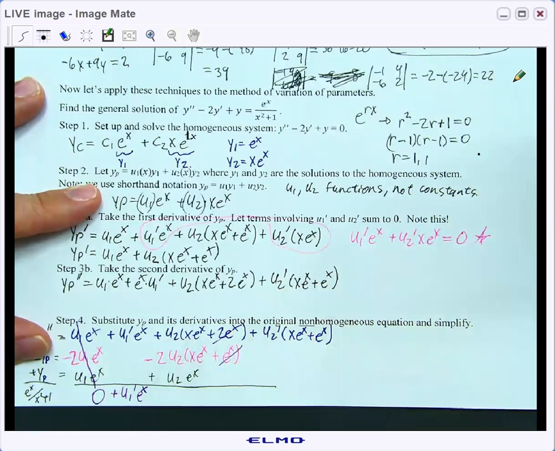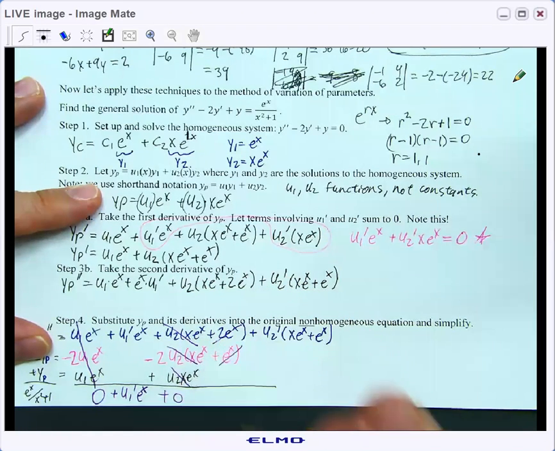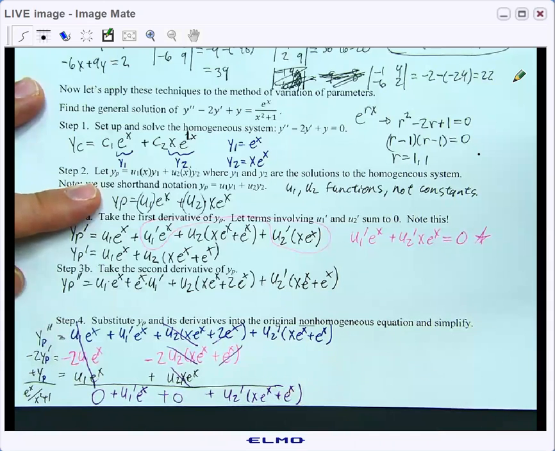Oh, and I accidentally forgot somebody. I need an x e to the x for my y sub p. And, oh, let's check this out. u2 x e to the x plus u2 x e to the x minus 2u2 x e to the x. These terms will also make 0. And so what we're left with here is u2 prime times x e to the x plus e to the x. And if that's true, then this left-hand side equaling this must mean that this all adds up to that.